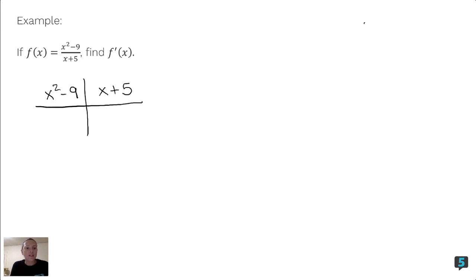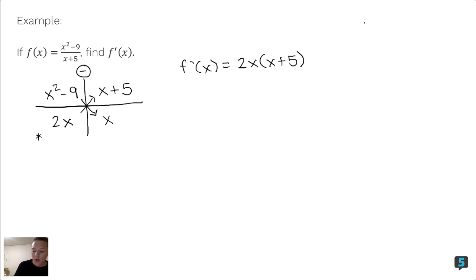All right, derivative of x squared minus 9 is just going to be 2x, and the derivative of x plus 5 is going to be x. Starting in that bottom left-hand corner, we are crissing and crossing, but we've got to make sure that when we do it this time, we remember our minus. And then we're going to go back down. So we are going to have that f prime of x equals 2x times the quantity x plus 5. Notice that 2x is being multiplied by that entire quantity x plus 5, so I'm real careful to make sure that I put that in parentheses.